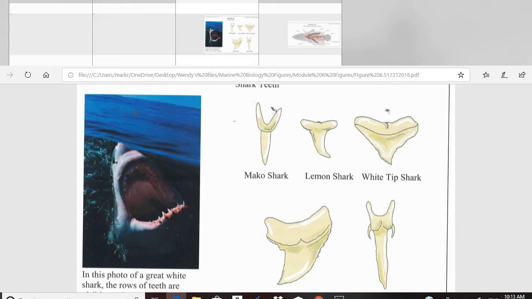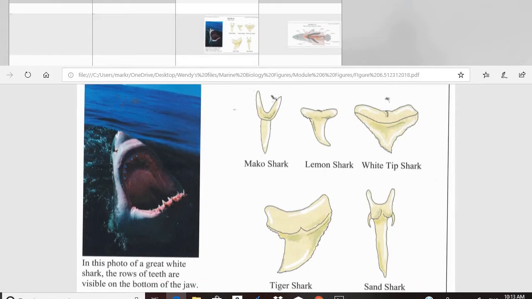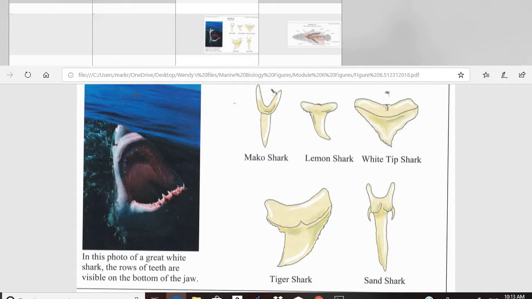And as I said, the teeth of a shark are calcified, so that means they are stronger and they are able to grasp and tear at food. So different types of shark have their teeth shaped in different ways.